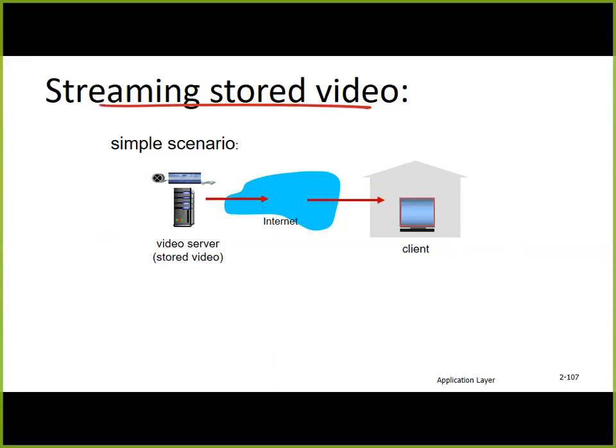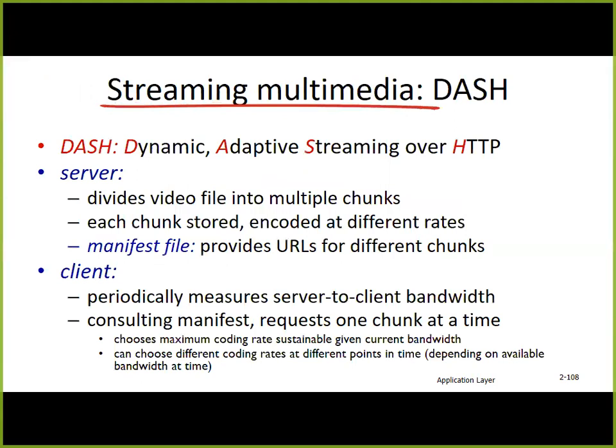One of the things that has emerged in the last 5-6 years is this notion of DASH, dynamic streaming over HTTP. What happens is that on the server, the video file is divided into multiple chunks, and each chunk is stored and encoded at different rates.